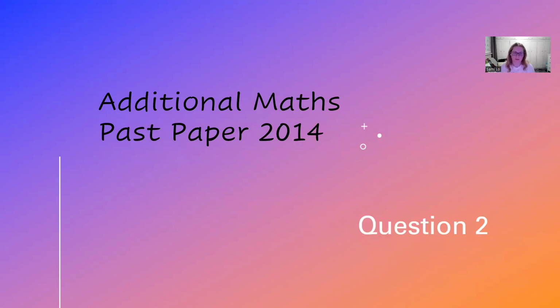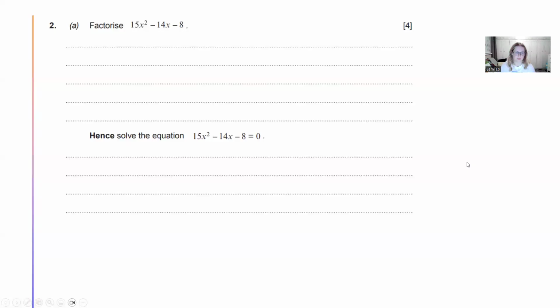This is the additional maths paper 2014, and we're looking at question 2. So the first question here is the factorising question. This is similar to the ones that you'll have at GCSE if you're doing the higher paper, which you should be if you're doing this paper.